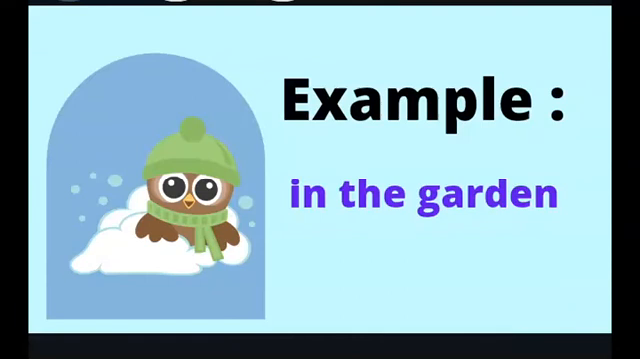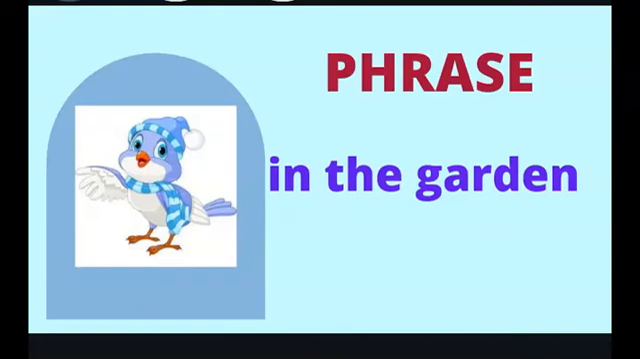Now look at this example. In the garden. Does it make complete sense? Does it give you full information? In the garden. Well, we don't know what about the garden. Whether the speaker is saying there's someone in the garden or something happening in the garden, we don't know. It's just in the garden. So, because it is an incomplete group of words which does not give complete information, it is an example of a phrase.